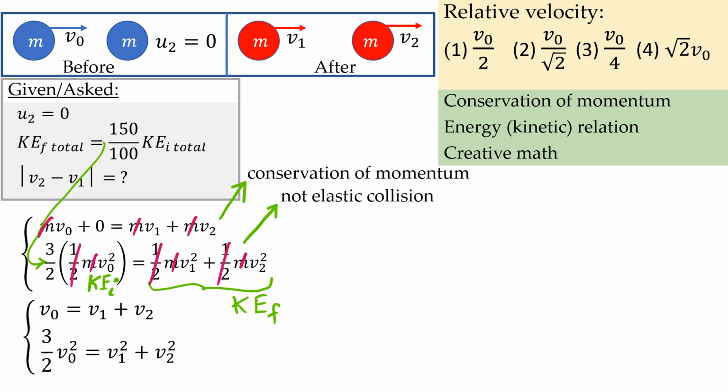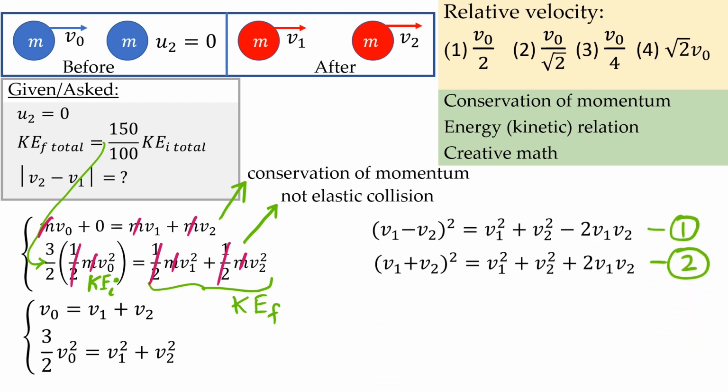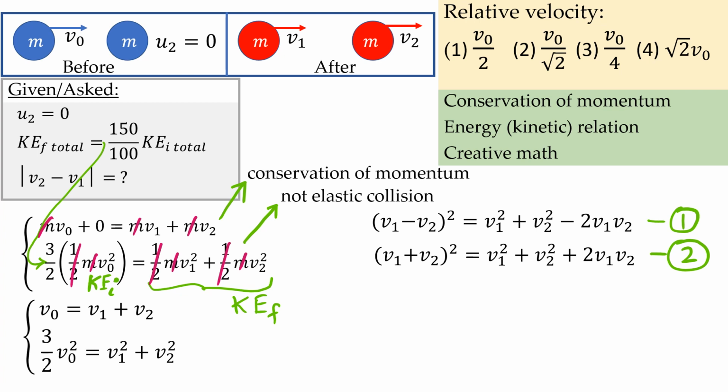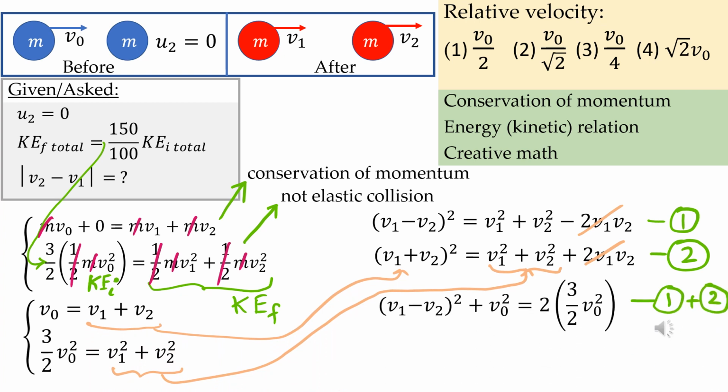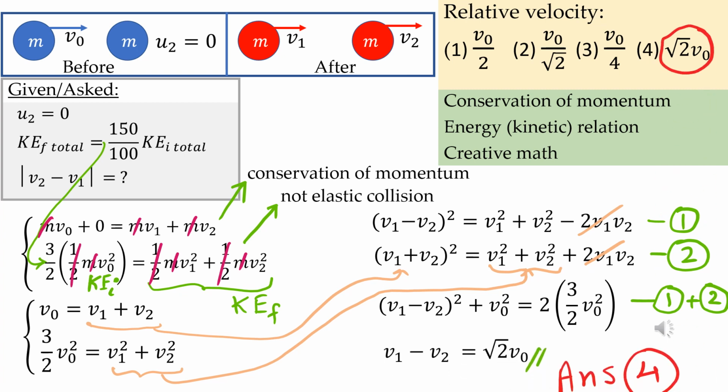This is also a good point to pause the video and see if you can solve the rest yourself. We write this relation by using a minus b whole square and a plus b whole square expansion. If we add equations 1 and 2, we can remove v1, v2 terms. We can substitute these as shown. It then reduces to square root of v0, which is the answer 4. Hope you have understood and we can move to the next question.